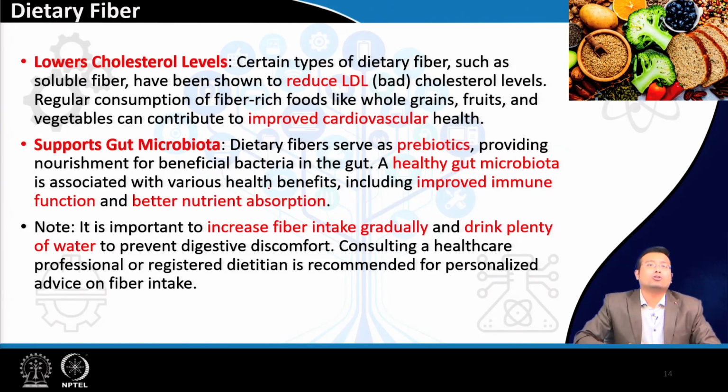Next, gut microbiota. Gut microbiota is a branch in its own right. It has been shown that the gut microbiome contributes to effective functioning of all organ systems. So, if a healthy gut microbiota is maintained, it will help in improving immune function and better nutrient absorption. How does dietary fiber help with that? It acts as a prebiotic, a food for intestinal bacteria, all right.